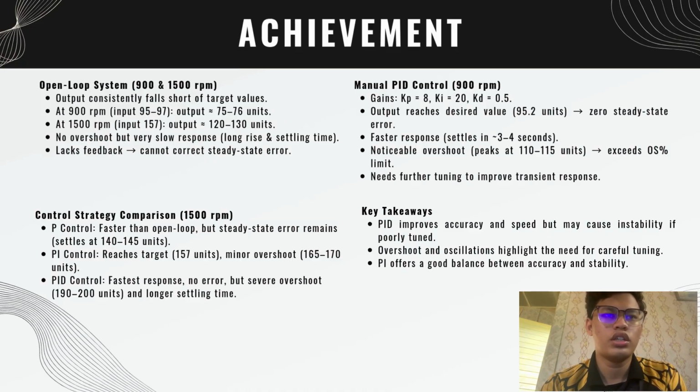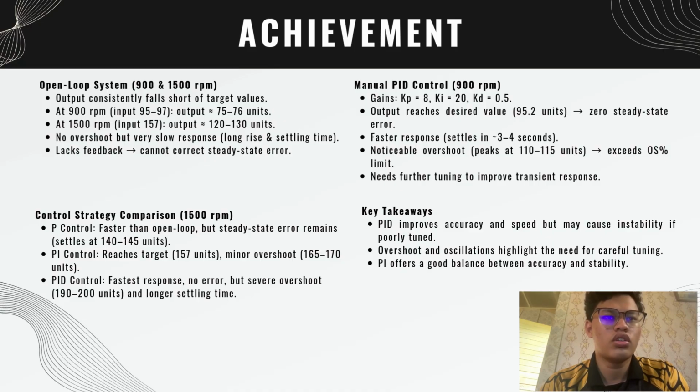So the second is we do the manual PID control for 900 rpm. To address this, we applied a manual tuned PID controller at 900 rpm using gains Kp equal to 8, Ki equal to 20 and Kd equal to 0.5. So the result shows a big improvement. The output now reaches the desired value, which is 95.2 units with 0 steady state error. The system also responds faster, settling time within about 3 to 4 seconds.